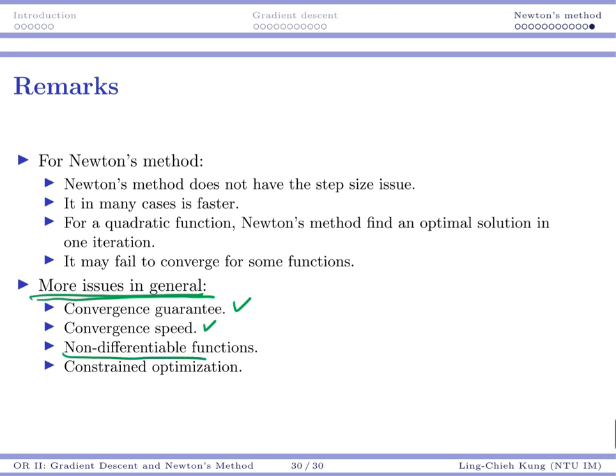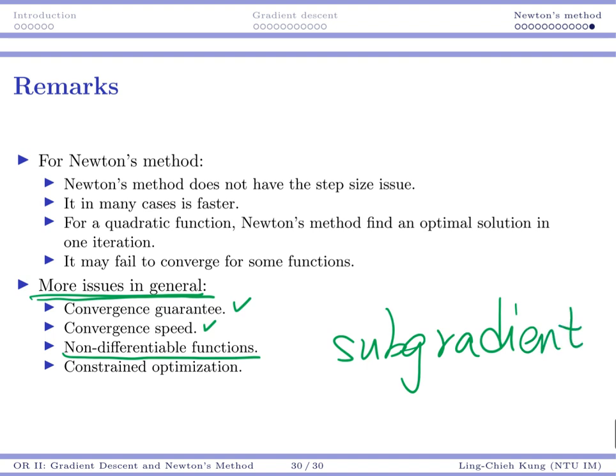And sometimes you face non-differentiable functions, so you don't have a gradient, okay? Then you need something else. So sometimes for some problems, people use subgradient, okay? Subgradient. So that's again something that we don't have time to talk about in this course. But anyway, there are some ways to deal with non-differentiable functions. And finally, of course, we need to have some way to deal with constrained optimization.